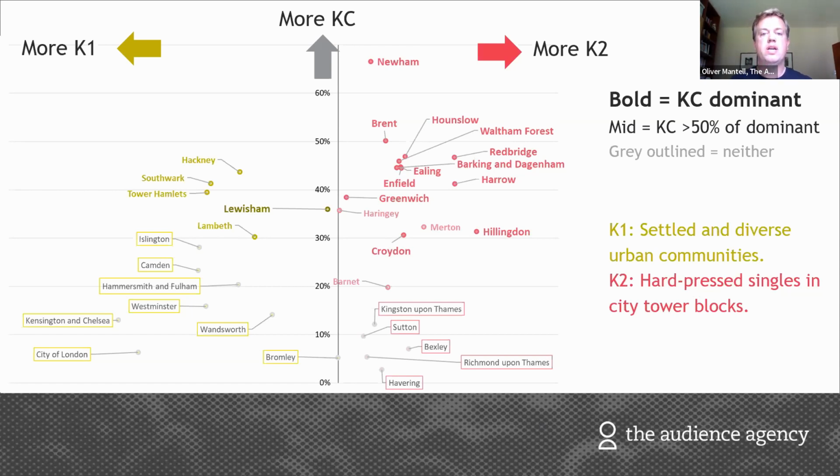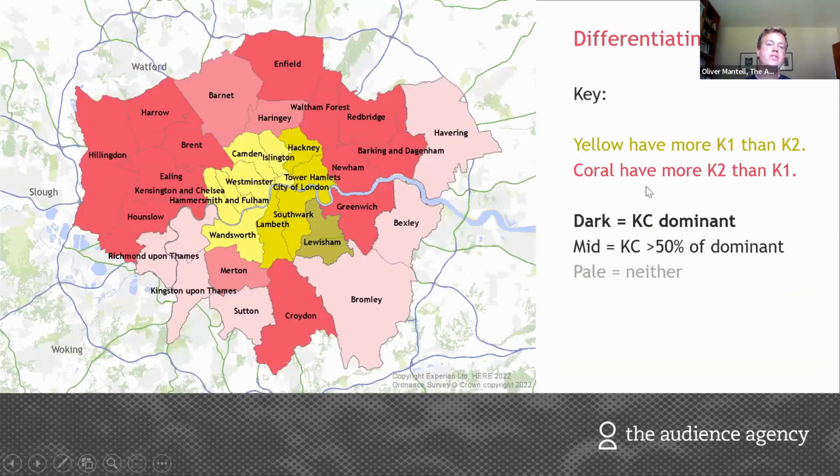So as much as I love a scatter plot, I've been led to believe that other people find other ways of visualizing stuff a little bit more straightforward. So let's just see where all these different groups are geographically. These are the same categories we talked about before. So the bold ones are the darkest, the palest ones, obviously the ones that were at the bottom. And what we can see is very much a strong inner-outer London split. So more of the K1s in inner London, more of the K2s in outer London.